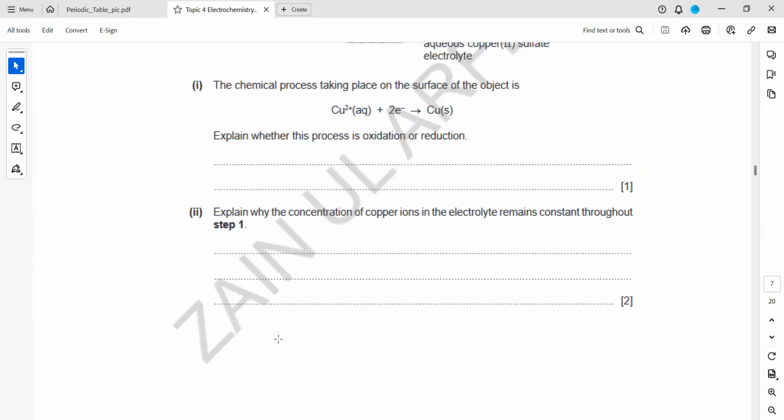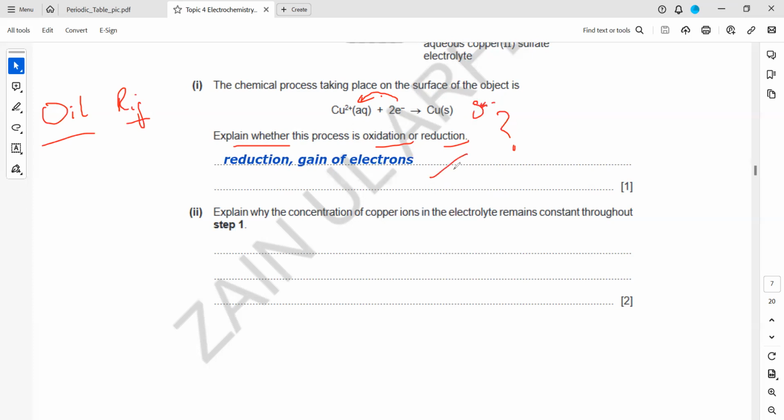The chemical process that takes place on the surface of the object is copper ion gains electron, turns into copper atom. Explain whether this process is oxidation or reduction. What is this change if it gains electrons? So always remember from OIL RIG, oxidation is loss, reduction is gain. Because it is gaining electrons, the copper ion gains electrons and turns into a copper atom. So that's why this change is a reduction. Reduction is gain, oxidation is loss.